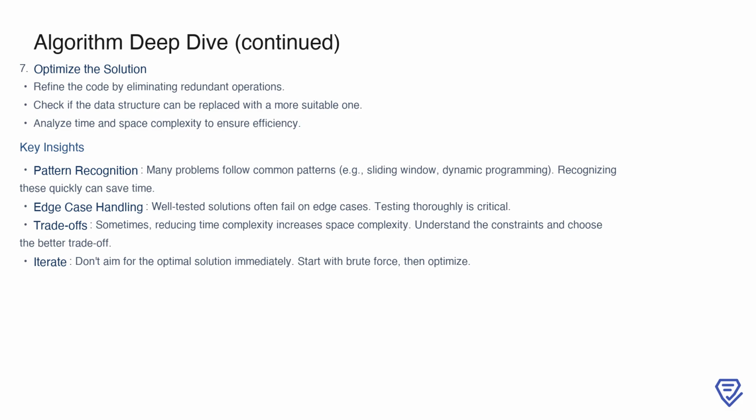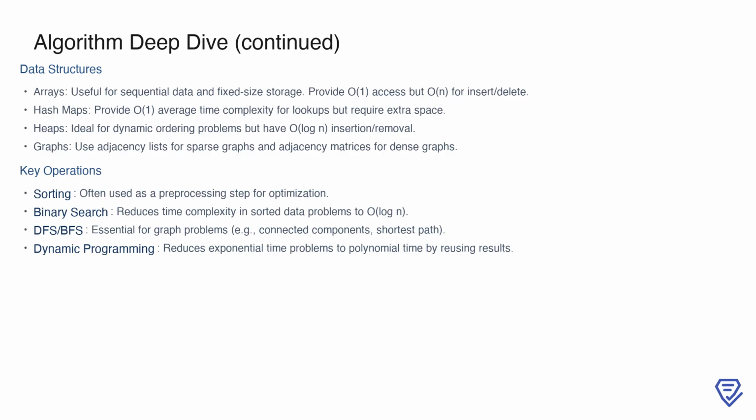Finally, it's important to balance trade-offs. Sometimes optimizing time complexity increases space usage, and understanding which constraint is more critical can guide better decisions. Remember, algorithm development is an iterative process. Starting with a brute force solution and incrementally optimizing it is a natural and effective approach. A deep understanding of data structures and their operations is essential for solving algorithmic problems effectively.